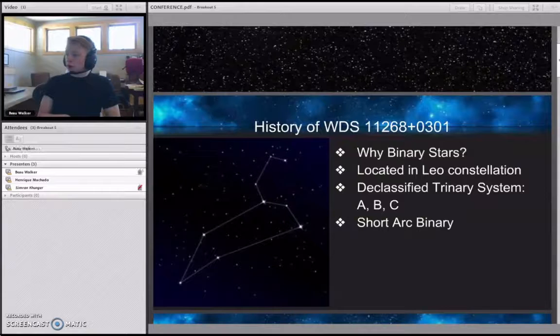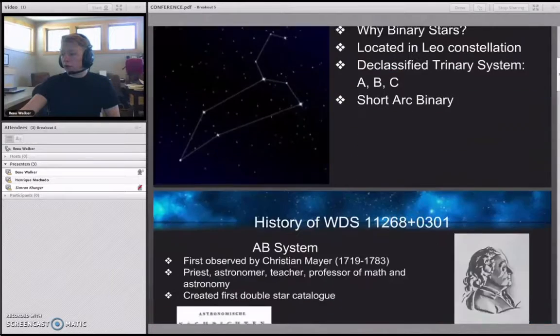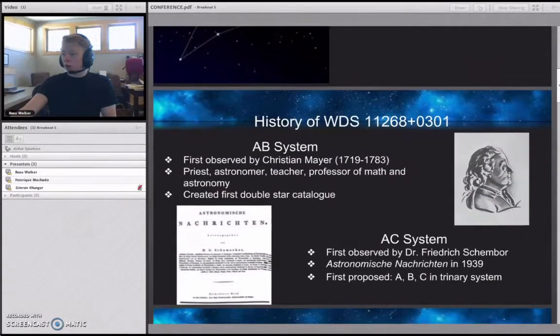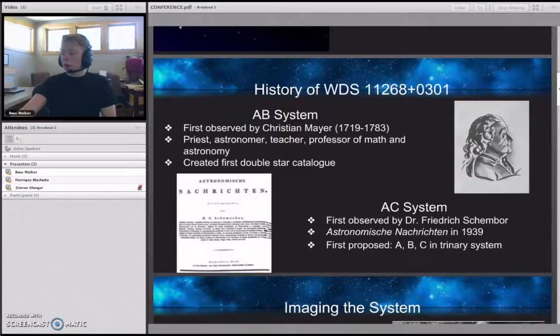It is also a trinary system, meaning that it is 3 stars. It is a short arc binary, meaning that all of the observations that we have taken of it are in a very small area, meaning there is a bit of uncertainty. It was first observed by Christian Mayer. He had many different occupations, and he created the first double star catalog.